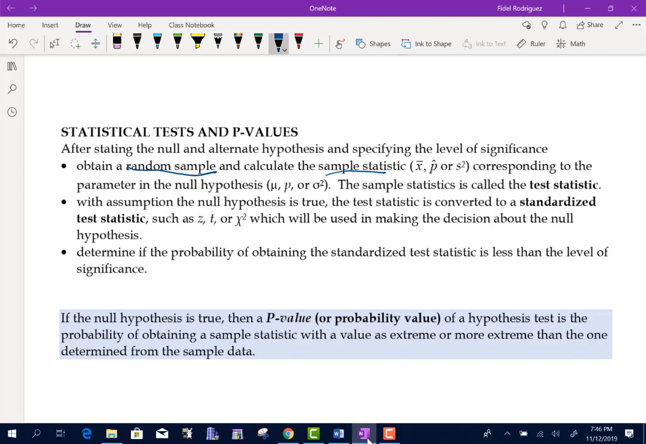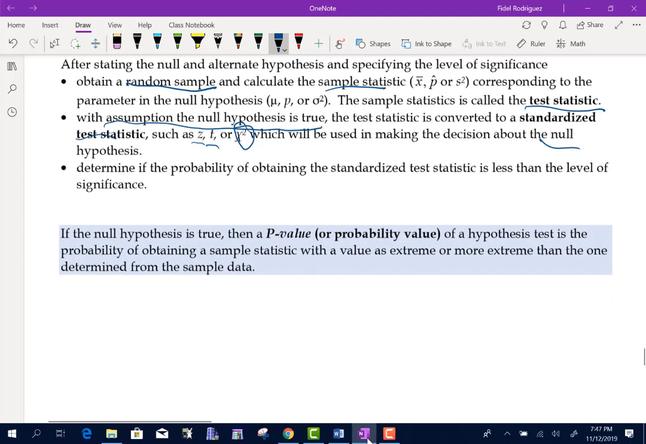According to the parameters of the null hypothesis, the sample statistic is called a test statistic. And we're always going to assume the null hypothesis is true. The test statistic is converted to a standardized test like a z-score or a t-score. We're not going to do this one here, guys, because we skipped 6.4, but it's okay. And we'll be making a decision about the null hypothesis, okay? So I'm going to walk you through some of the problems here.